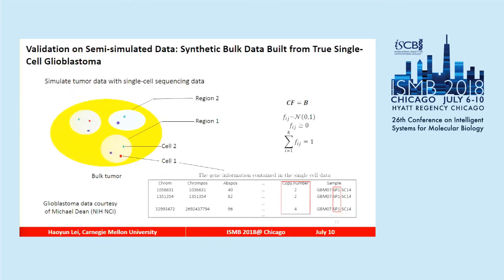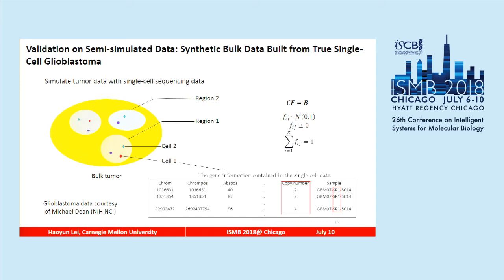After introducing all the methods, I would like to show some representative results. We are working on semi-simulated data for now. The figure shows the hierarchy structure of the tumor. Each tumor contains different regions, each region contains a lot of single cells, and each single-cell sequencing file contains a lot of information about the genes.